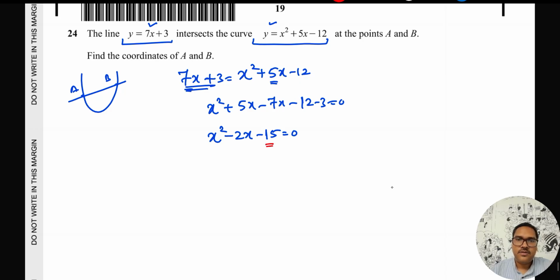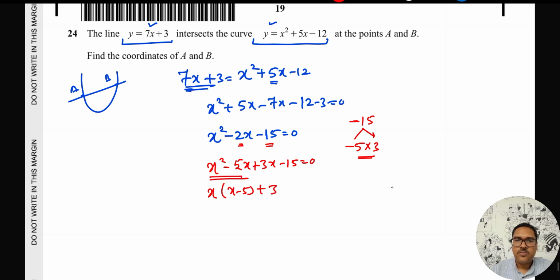I can split this. Minus 15 is basically minus 5 into 3. Why have I taken minus 5 into 3? Because the addition of these two is minus 2. So I can say this is x square minus 5x plus 3x minus 15 is equal to 0. So now you can check, x is common from this, x minus 5, and 3 is common from this, x minus 5. So this is x plus 3 into x minus 5 equal to 0. So what does this mean? X will be equal to minus 3 or 5.